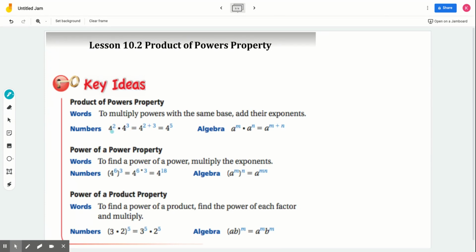So here we have 4 squared times 4 cubed. Since it's a product of powers multiplying, we keep the base and add those exponents. 2 plus 3 is 5, so 4 to the 5th power.